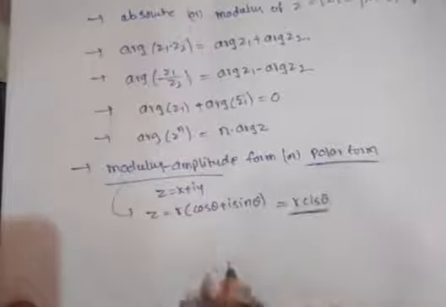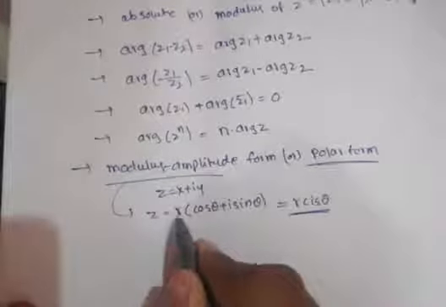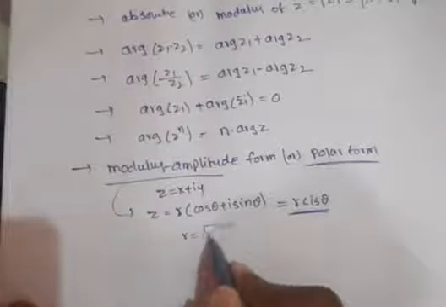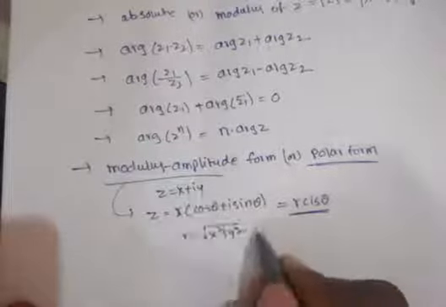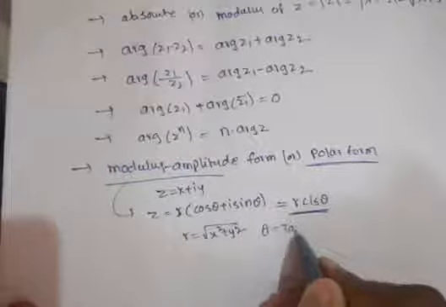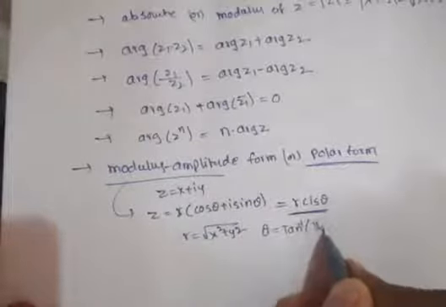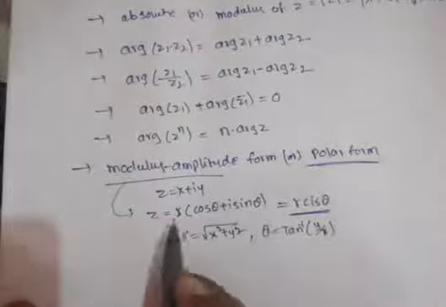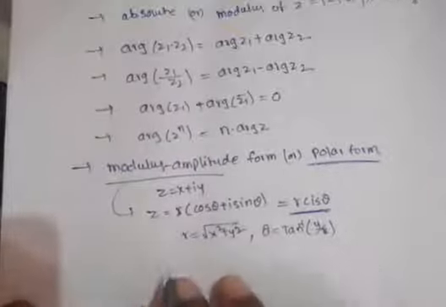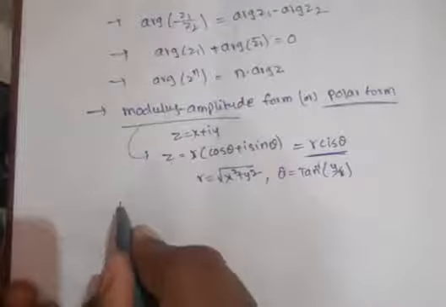So z is r into cis theta. How do we calculate r? r is nothing but under root of x square plus y square. How do we calculate theta? From your question, theta is equal to tan inverse of y by x. Using this r value and theta value, we will find the modulus amplitude form or polar form.